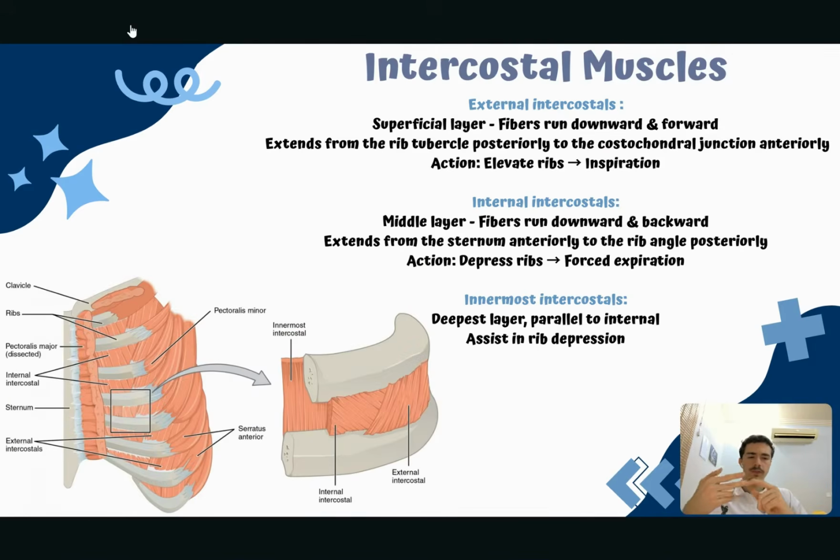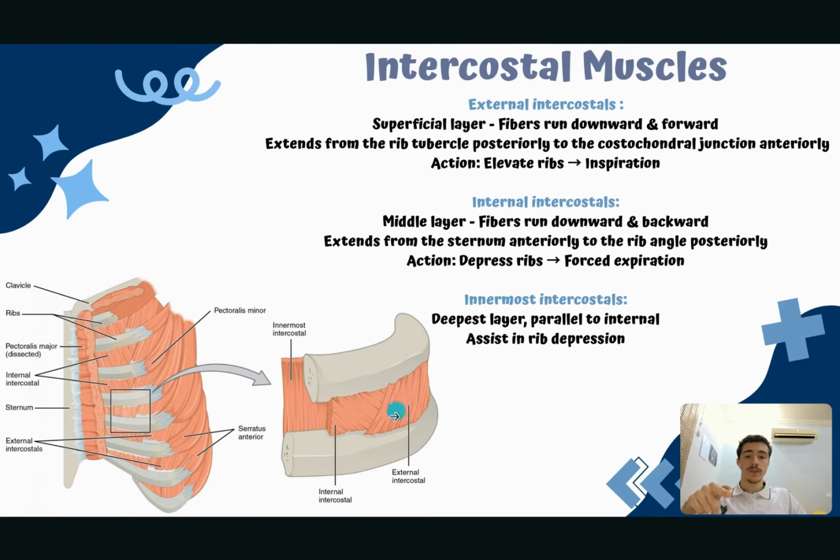Previously, we saw that the space between two adjacent ribs contains muscles. What is the type of these muscles? We have three types of these muscles, from superficial to the deepest: external, internal, and innermost. First of all, we have the external, which is the superficial one.